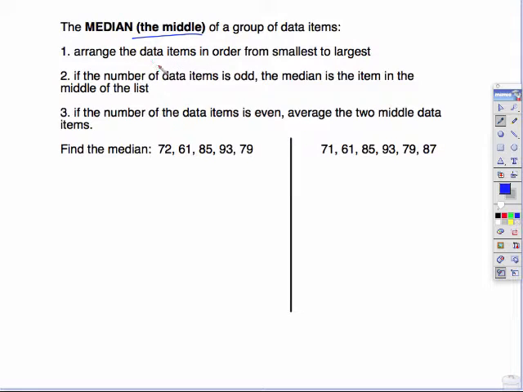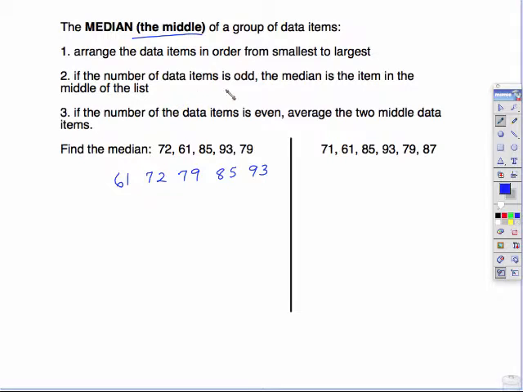You need to arrange the data items in order from smallest to largest. Sometimes the data comes to you in that order, but if not, the first thing you want to do is put these in order from small to large. So this is 61, 72, 79, 85, 93. And then we are looking for the middle number.